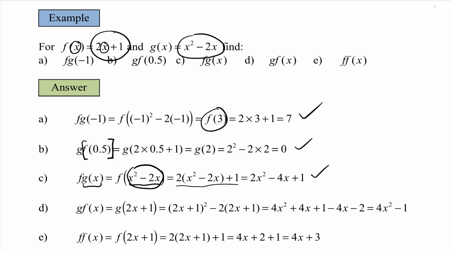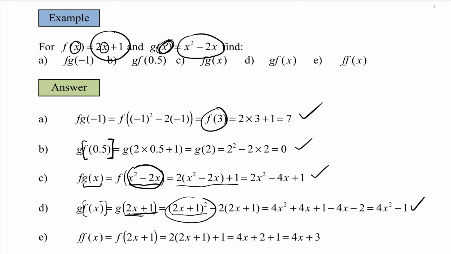G of f of x, reversing the order here, so g of f of x. What's f of x? F of x is 2x plus 1. And remember the g function. The g function says square whatever it is that's there, and then minus 2 times whatever it is that's there. So square whatever it is that's there, 2x plus 1 all squared, minus 2 times whatever it is there. This is probably the trickiest part of functions here and getting started. So then we have to expand all of this out, expand the brackets, subtract those, and we end up with 4x squared minus 1.